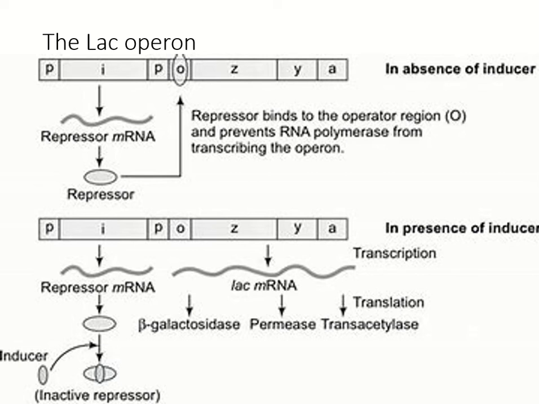And in the second case, in presence of inducer, what you are observing here, lactose acts as an inducer which binds to the repressor and forms an inactive repressor. The repressor fails to bind to the operator region. The RNA polymerase binds to the operator and transcribes mRNA, and this mRNA is polycistronic and it is producing all the three types of enzymes: beta-galactosidase, permease and trans-acetylase. And the lac operon is switched on.